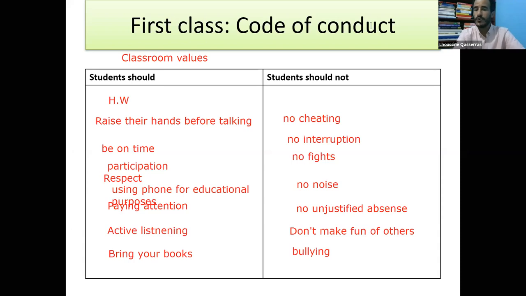And then you can also tell them, as the teacher, you tell them for respect, I'm going to respect you also. For time, I'm going to be on time. For use of the phone, I'm going to use the phone only for educational purposes. For bringing your books, I'm going to bring my materials. For interruption, I'm not going to interrupt you, okay. Noise, so I'm going to do the same, okay.